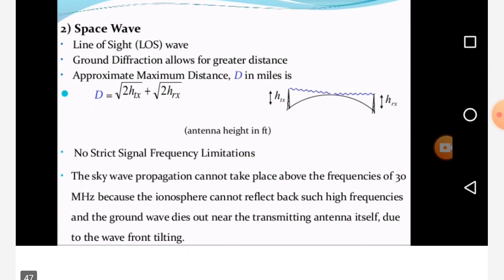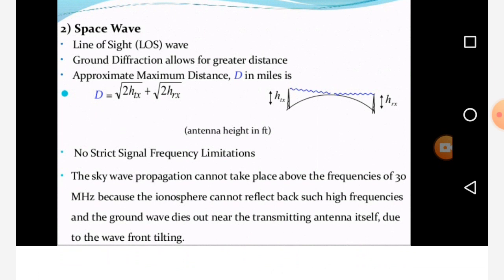Next is space wave. Space wave propagation is a line of sight wave. Ground diffraction allows for greater distance. The approximate maximum distance d in miles is d equals square root of 2h_tx plus square root of 2h_rx, where h_tx and h_rx are the transmitter height and receiver height. No strict signal frequency limitations.